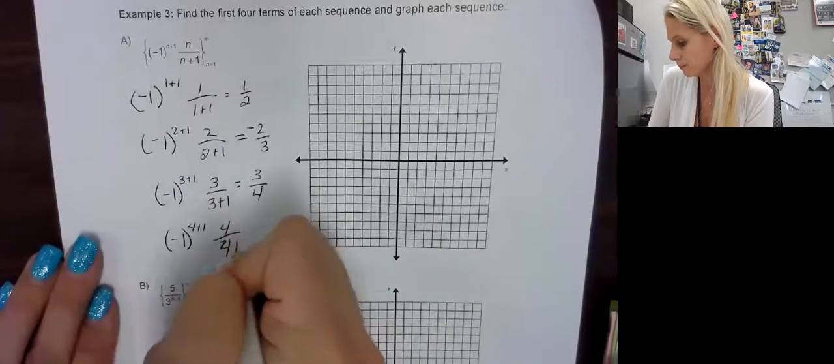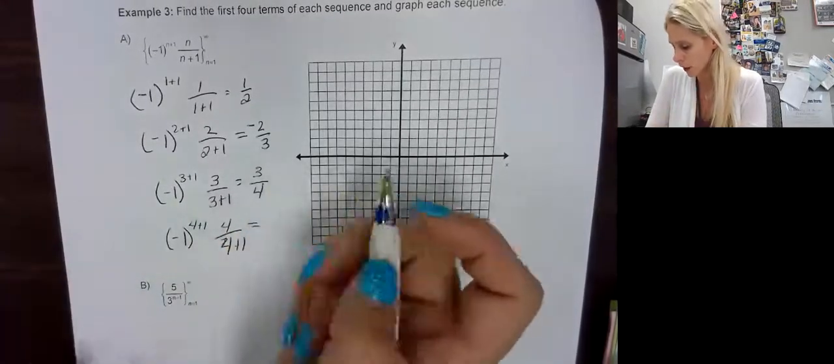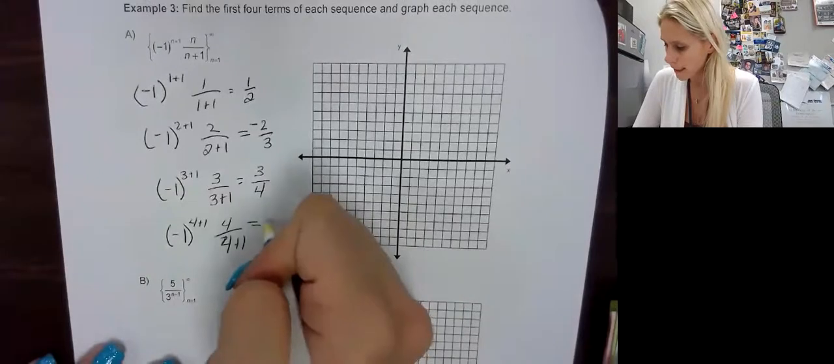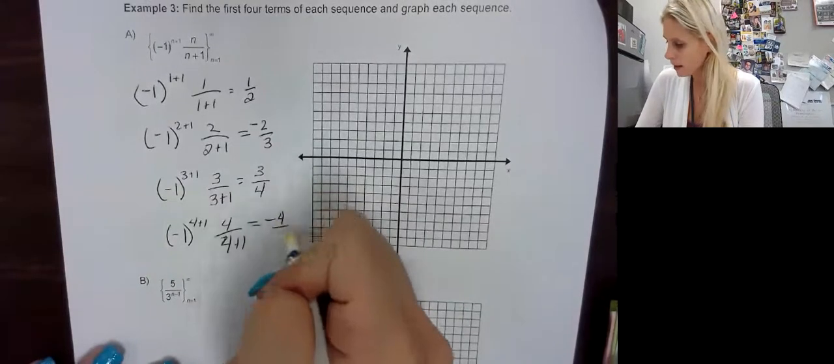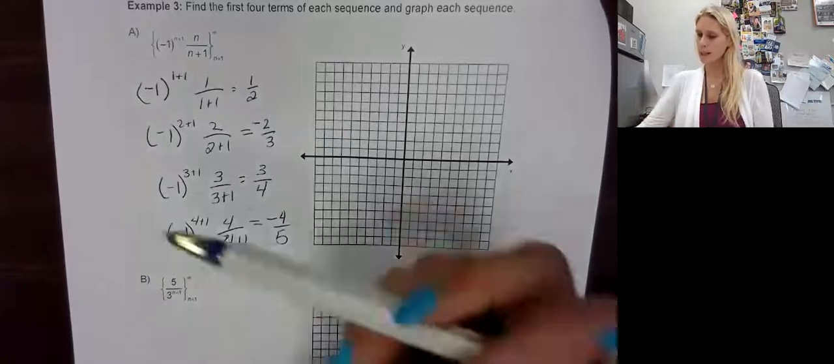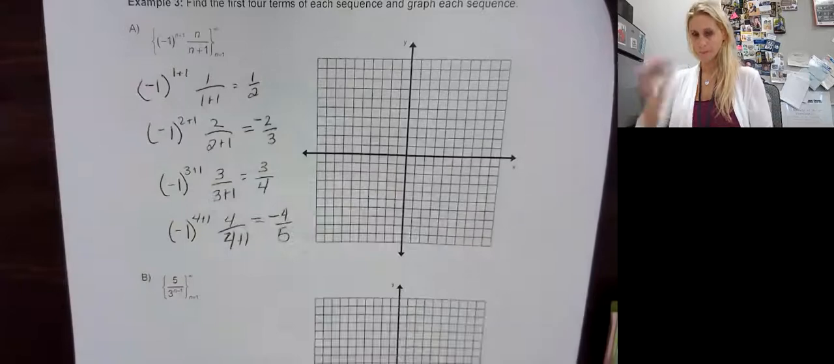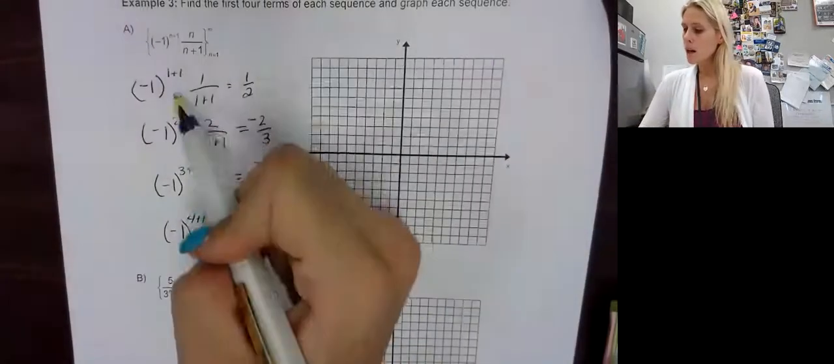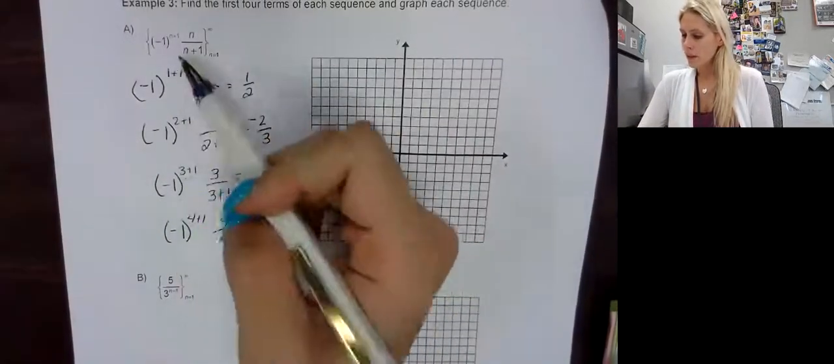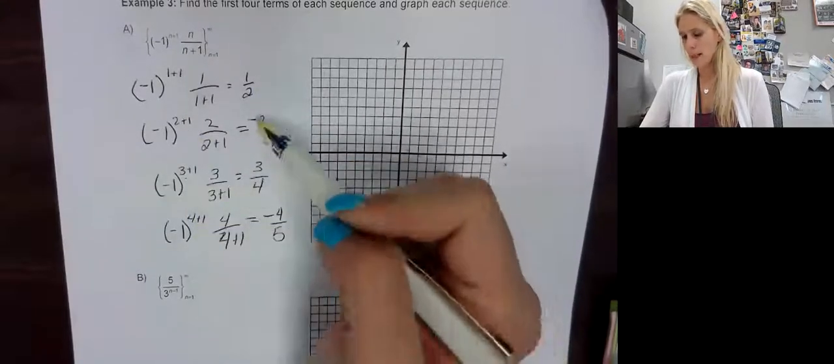4 plus 1. So we're using the n value a lot, right? The number term. What was that? -4/5. How did we get the alternating there? Do you guys realize we got the alternating from this -1 and these exponents? Because an even would make it a positive and an odd would make it a negative.